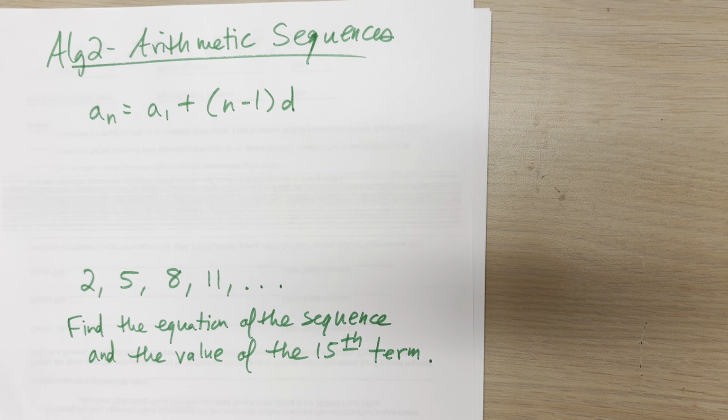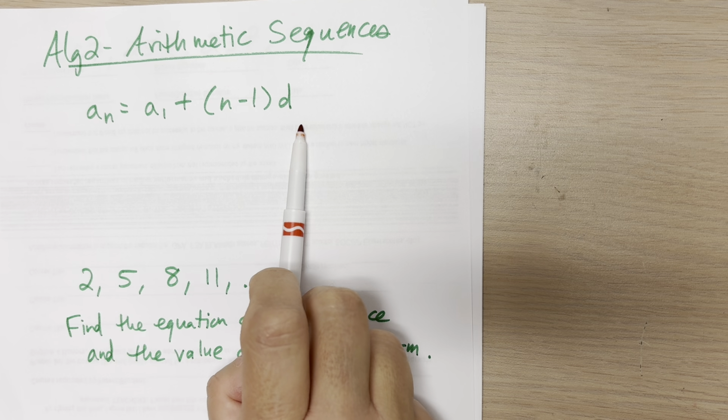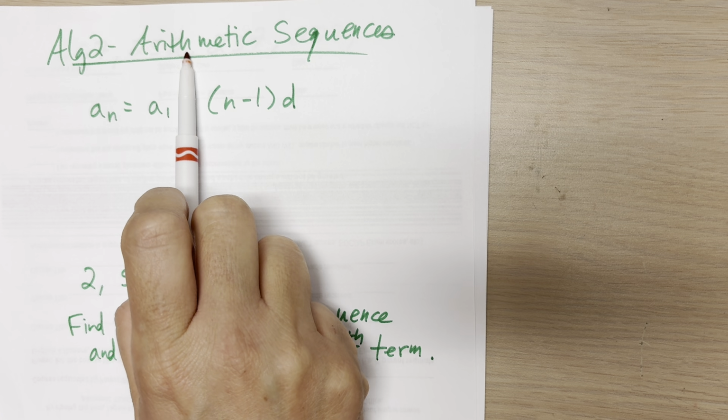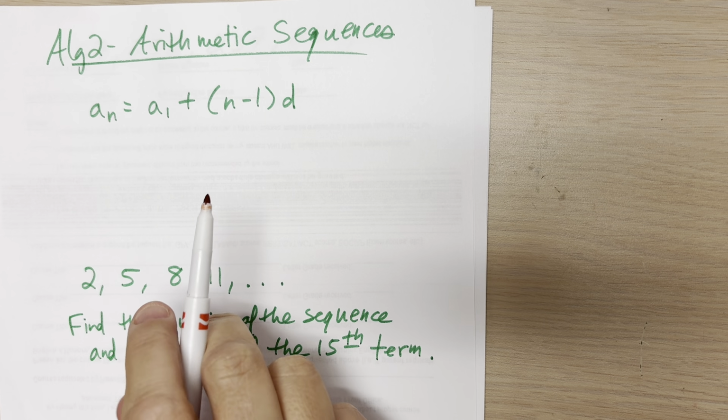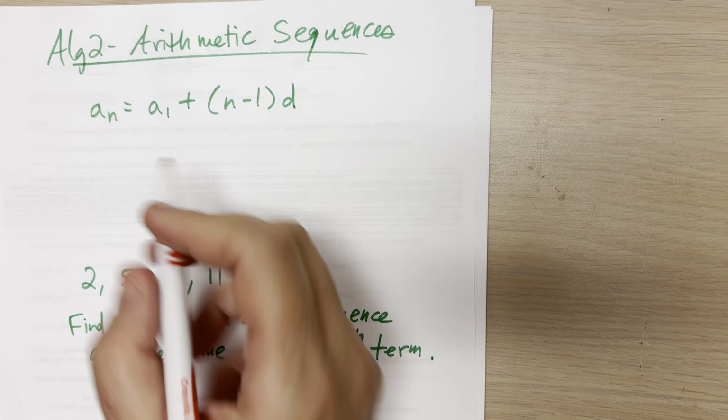This video is going to look at arithmetic sequences and how to write equations based on an arithmetic sequence. This is designed for Algebra 2 students, so let's get to it. We're going to look at the general equation of an arithmetic sequence. Arithmetic just means that we are adding or subtracting a constant. So basically, you're dealing with linear functions here.